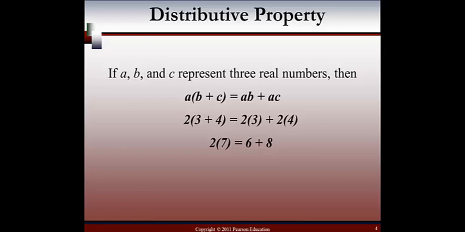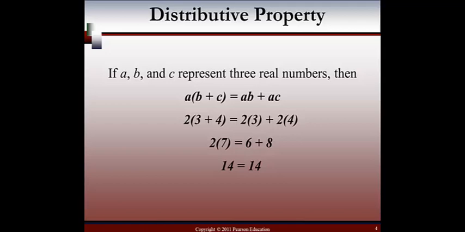If we're doing the left-hand side of that, we would be doing the parentheses first. So we take 3 plus 4, which will give us 7, and that'll give us 14. And then if we're doing the right-hand side, we take 2 times 3, which will give us 6, and then 2 times 4, which will give us 8. 6 plus 8 equals 14.